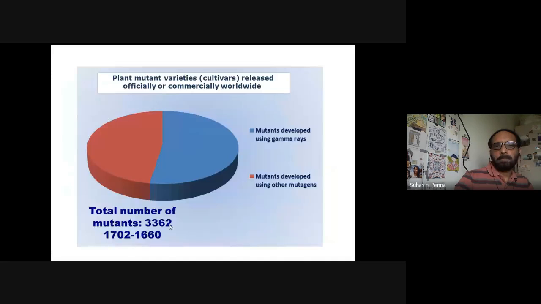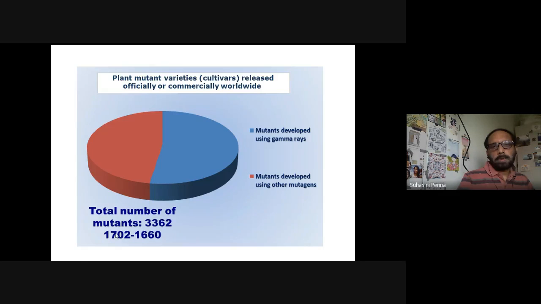Anything can be used. When you look at the overall scenario globally, there are around 3,362 mutant varieties which have been released for commercial cultivation. If you see this pie diagram, the blue one indicates the mutants which are developed by gamma rays, and the other portion is by all other mutagens, including physical and other ones. So you can see the extent to which gamma rays have been applied for mutation induction.